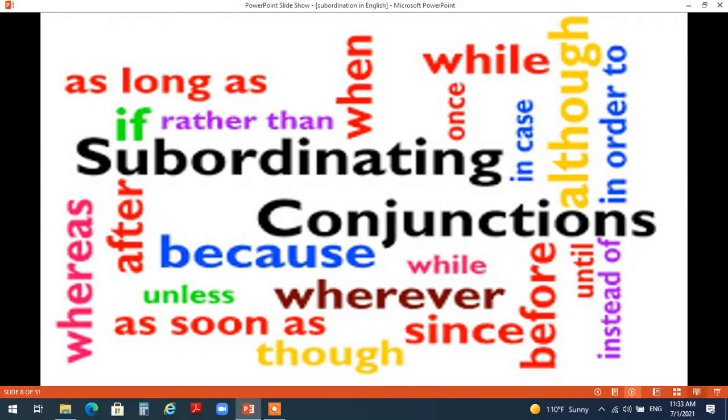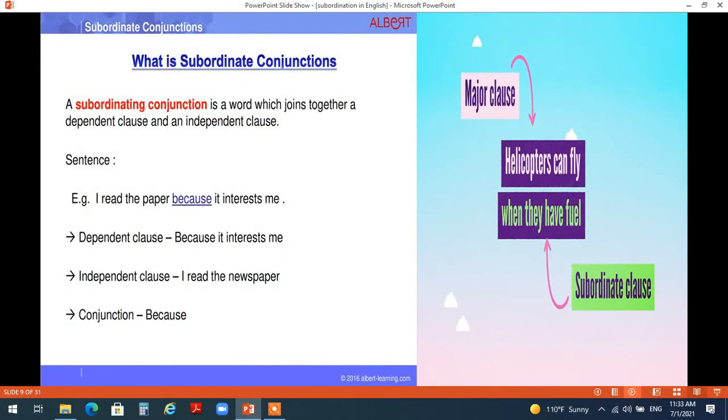Now we need to know, what do we mean by subordinating conjunctions or subordinators? What does this term mean? So, what are subordinating conjunctions? A subordinating conjunction is a word which joins together a dependent clause and an independent clause.